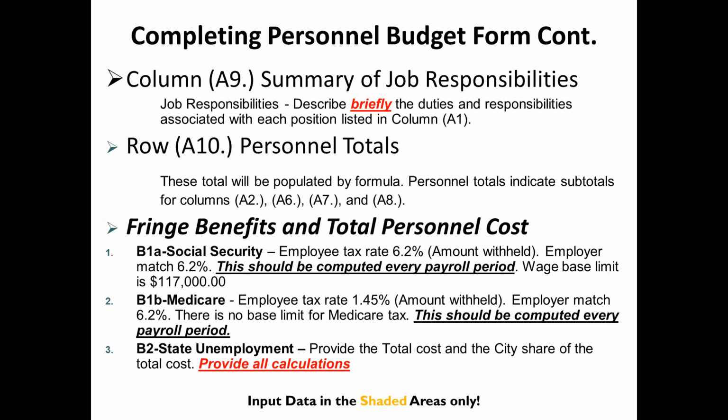So again, the rule for fringe benefits is that the cost charged to the city share has to be proportional to the amount of salary costs charged to the city share.